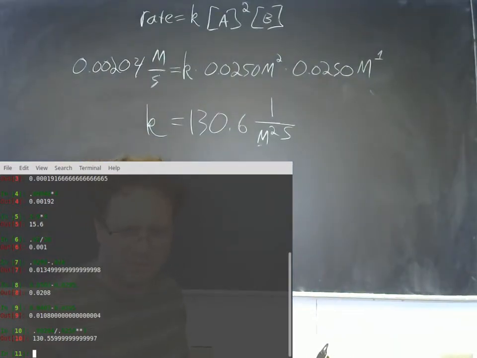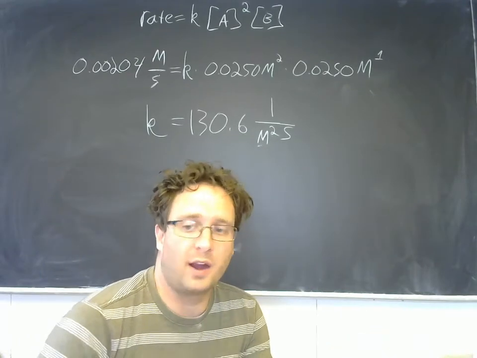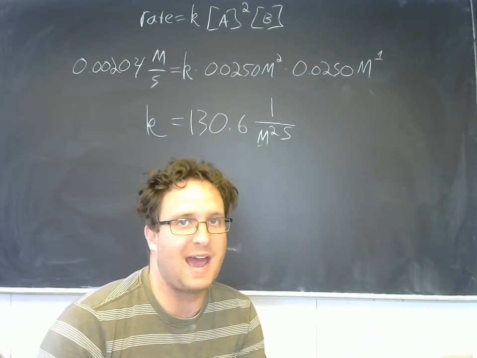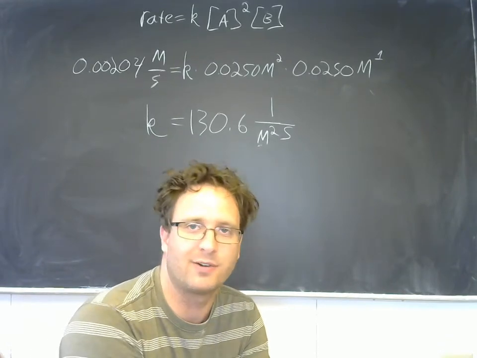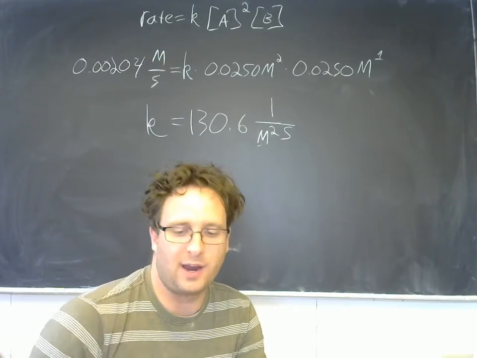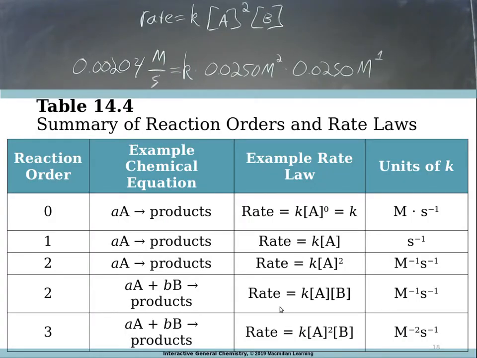Now, those units may seem a little strange, but the units for k are going to be just whatever they need to be to match everything else. If you have a reaction with a different reaction order, then the units for k are going to have to change as well. And I think that is all neatly summarized in table 14.4. So if you have an overall reaction order of 0, then your rate law is just rate is equal to k, right? And your units of k will be molar per second.